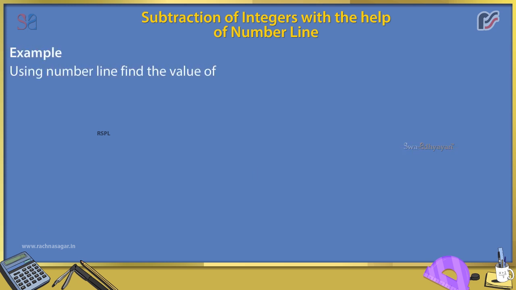Example, using number line, find the value of A. -4 minus (-2), B. 7 minus (-2).